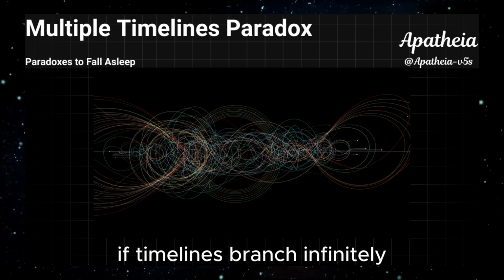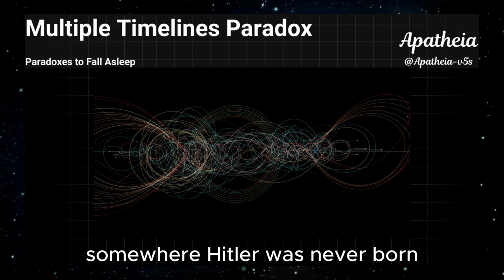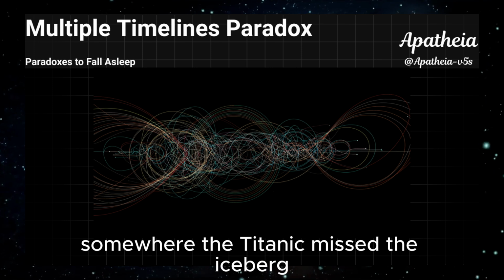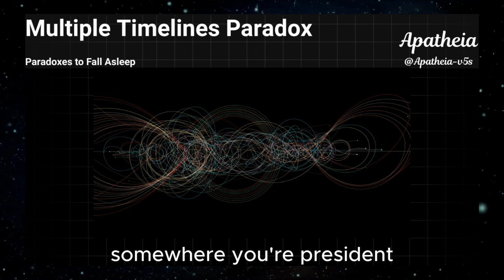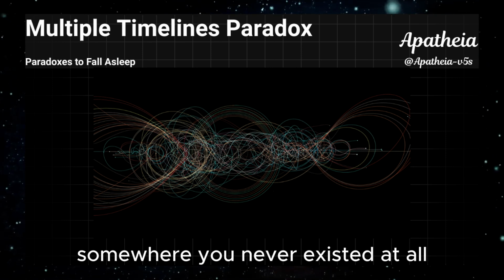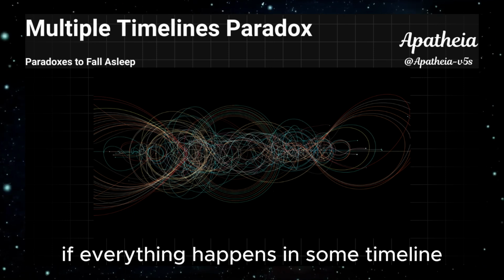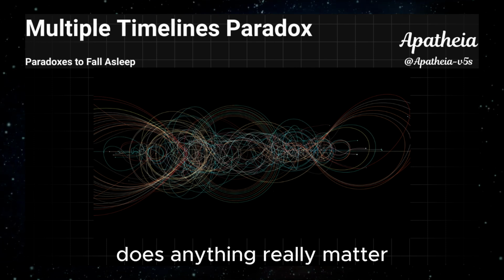If timelines branch infinitely, then anything is possible. Somewhere, Hitler was never born. Somewhere, the Titanic missed the iceberg. Somewhere, you're president. Somewhere, you never existed at all. And that leads to another contradiction. If everything happens in some timeline, does anything really matter?